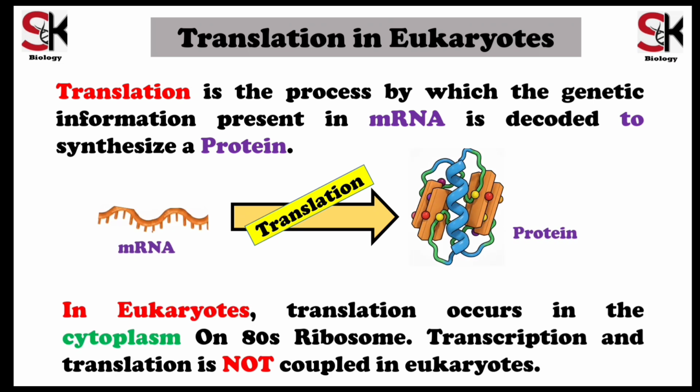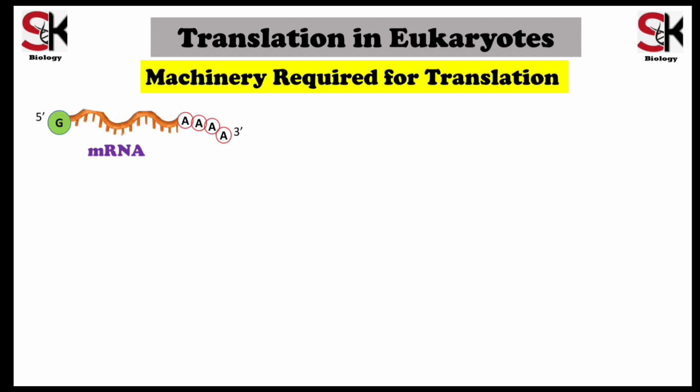In eukaryotes, it also occurs in the cytoplasm, but transcription and translation are not coupled in eukaryotes. There is some change in machinery when it comes to eukaryotic translation. Eukaryotic mRNA has a 5' cap and a poly A tail. The mRNA is monocistronic, that is, only one gene at a time. And the direction of translation is the same as that of prokaryotes, which is 5' to 3'.